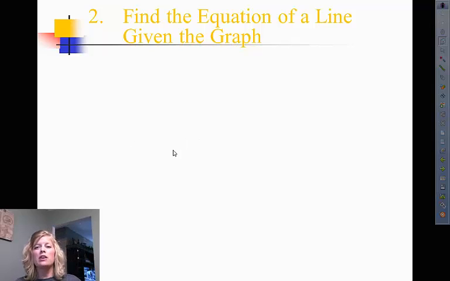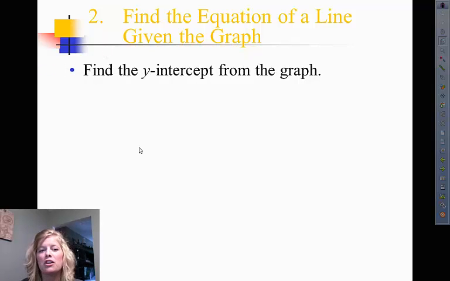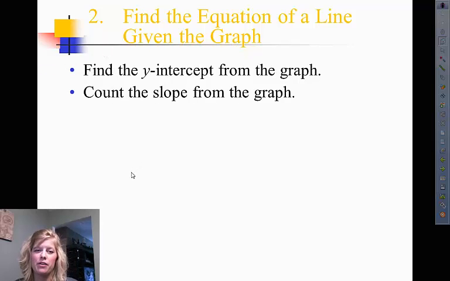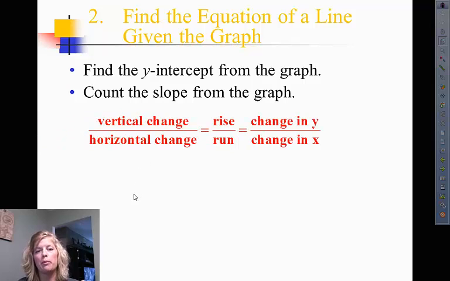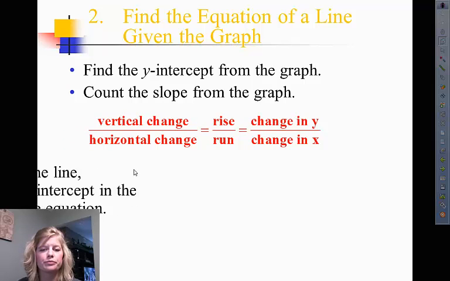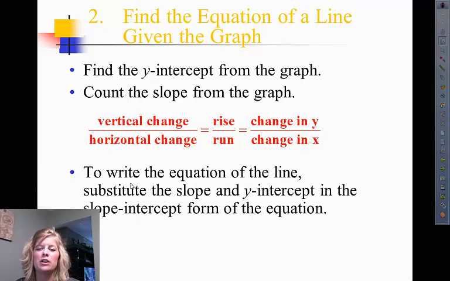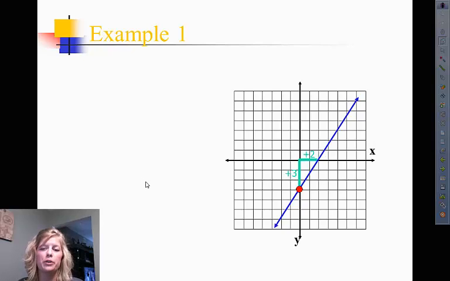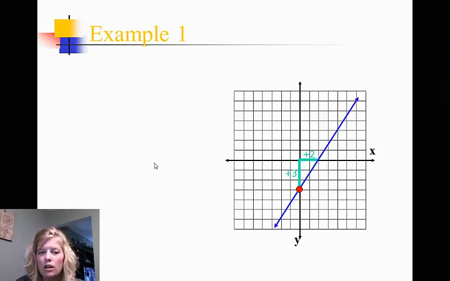Second part, finding the equation of a line given the graph. How'd you do that? This to me is the easiest other than the first one, because you can find the y-intercept from the graph. You count the slope from the graph, which is, remember, rise over run. And then you write the equation of the line, substituting slope and the y-intercept in the slope-intercept form. So here's an example.